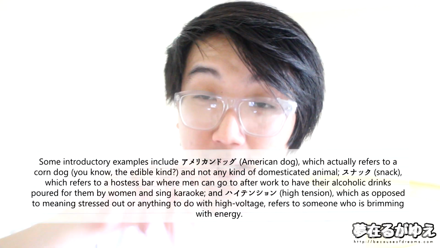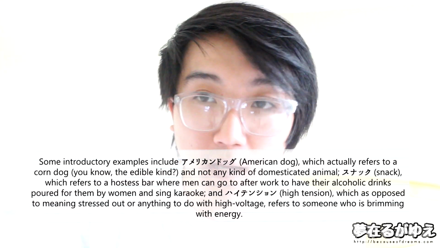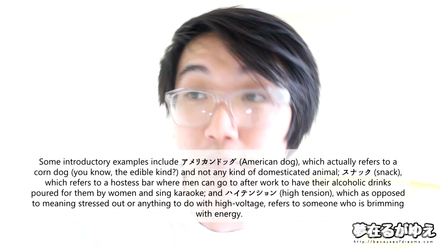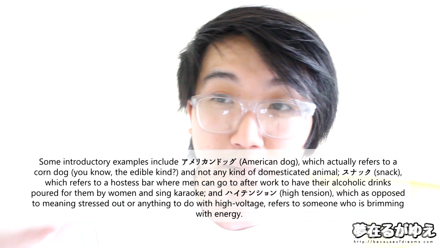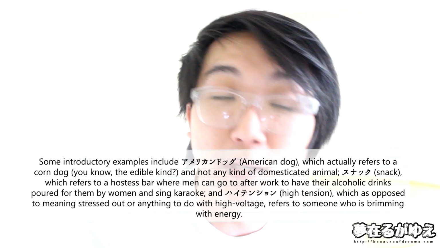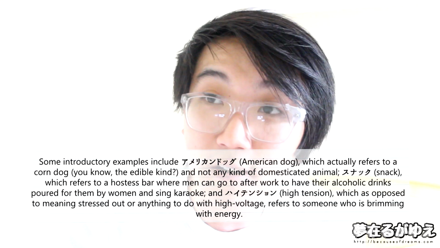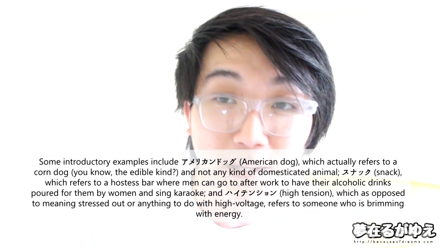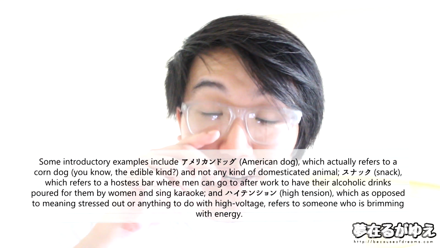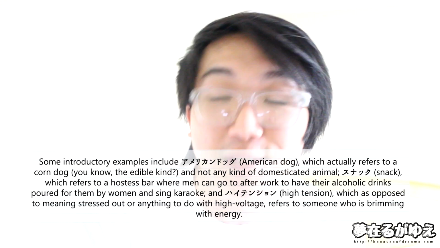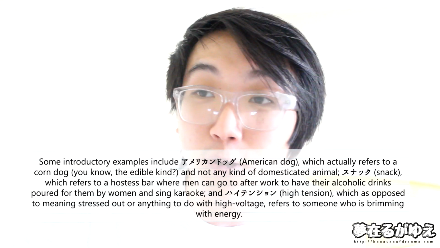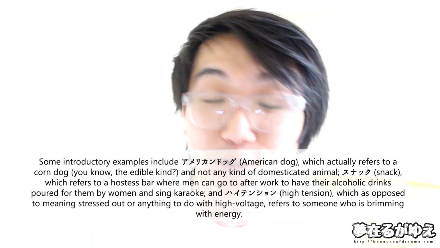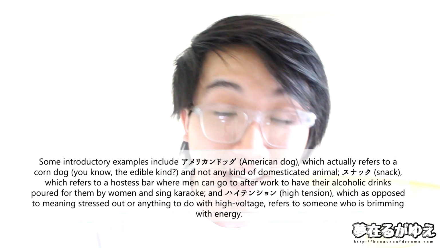For our second Wasei-Eigo example, we have the word snaku. As you can probably tell, this derives from the English word snack, which is a small little food stuff that we'll eat between meals just to appease our slight hunger. And that's not what it means in Japanese at all. In Japan, when you hear the word snaku, it basically means a hostess bar that guys can go to after work to have their drinks poured for them by women, and they can sing karaoke.